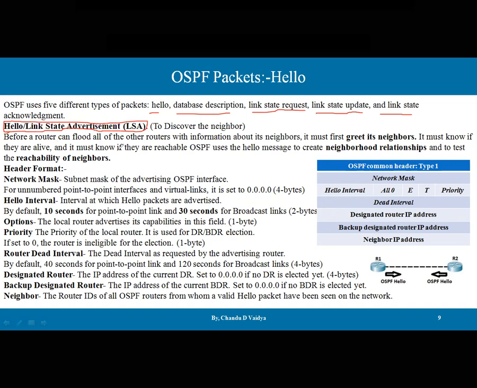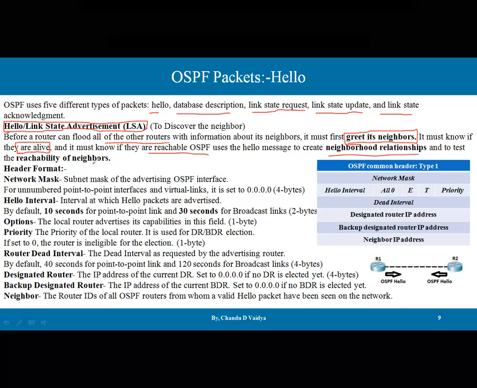Before the router can flood all the other routers with information about its neighbors, it must greet its neighbors first. What neighbors are there? How many neighbors are available? It must know if they are alive, and to check whether they are live or not, the hello packet is used again. It must also know if they are reachable, so OSPF uses the hello message to create the neighborhood relationship and to test the reachability of neighbors.